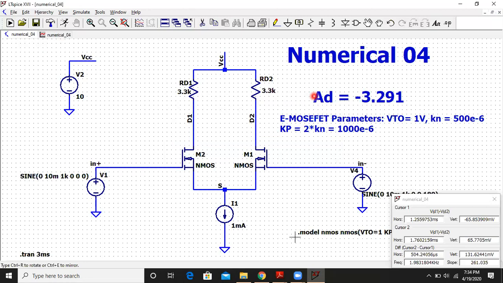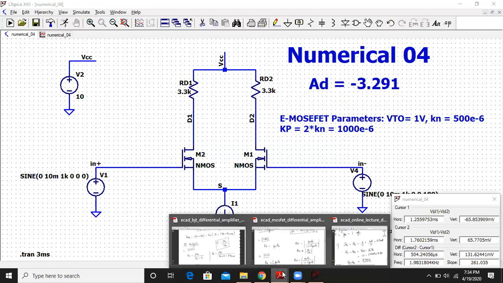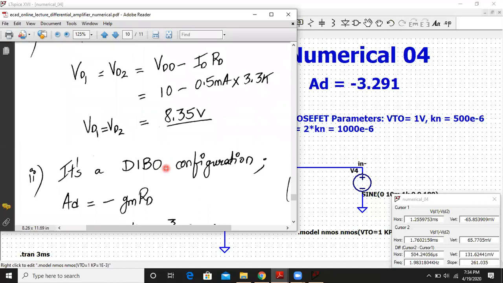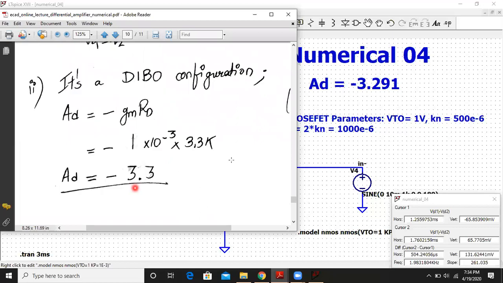So now let us cross check the number with the theoretical value. Theoretically we were getting around minus 3.3, and practically in the LTspice simulation we are getting around 3.29, which is quite close.